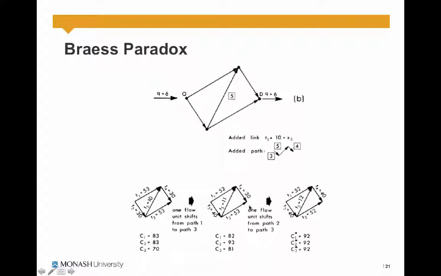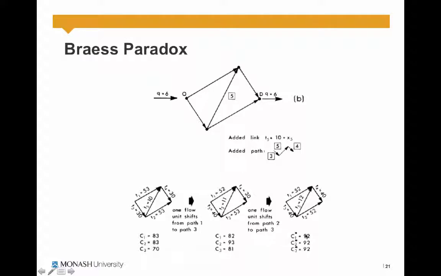So every path will have 2 units of travelers. Path 1 will have 2, path 2 will have 2 travelers, path 3 will have 2 travelers. And now if we calculate the travel times, we actually solve the new user equilibrium for this network. We'll get the travel times being 92, 92, 92, which is equal, and the path volumes are 2 and 2 and 2. And you can see, interestingly, that the path travel times are actually larger, 92.